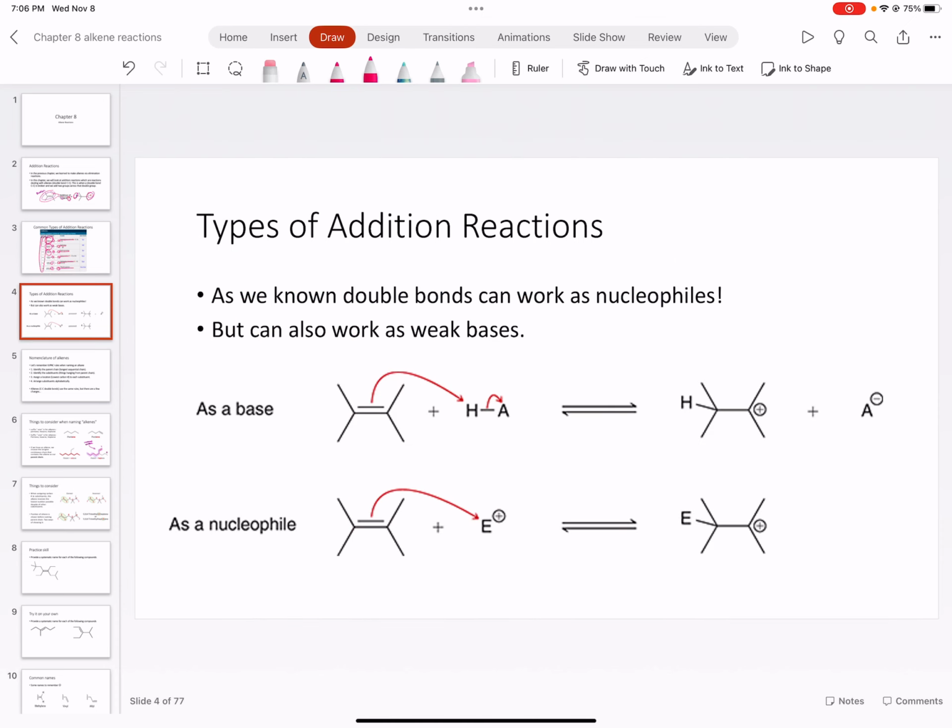So, types of addition reactions. As we know, double bonds can work as nucleophiles, but they can also work as weak bases. I just gave an example of how a double bond can work as a base, just taking a hydrogen, but it can also act as a nucleophile. A nucleophile normally reacts with an electrophile.